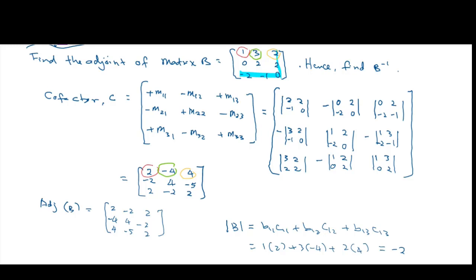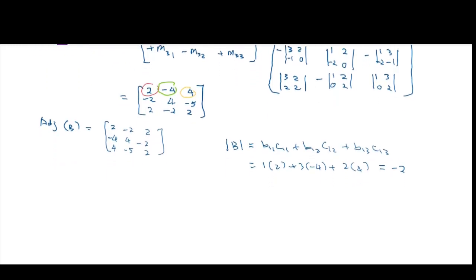So that is the determinant of matrix B. So once we have the determinant and adjoint, it is easy for us to find B inverse, where B inverse is given by 1 over determinant of B multiplied by adjoint of matrix B, which is equal to 1 over negative 2 multiplied by the adjoint B, that is 2, negative 2, 2, negative 4, 4, negative 2, 4, negative 5, 2.